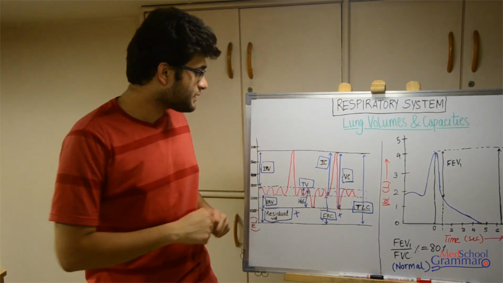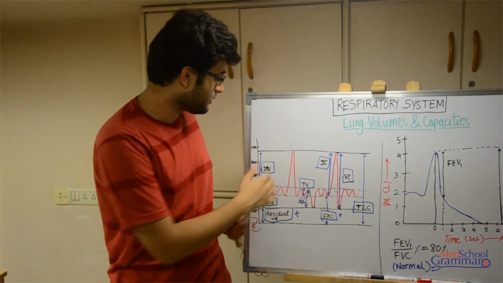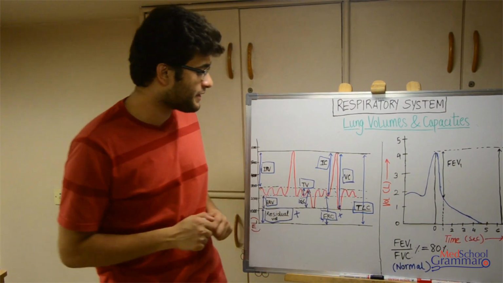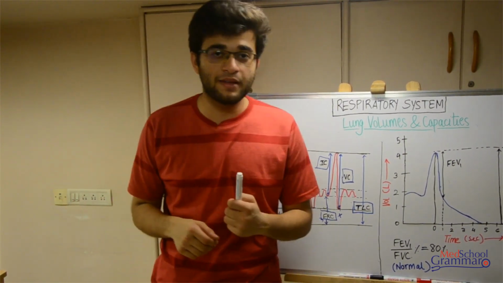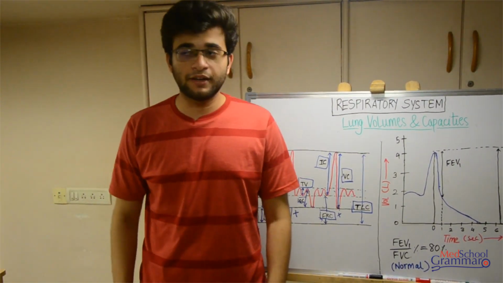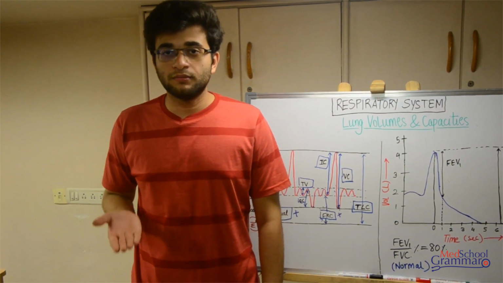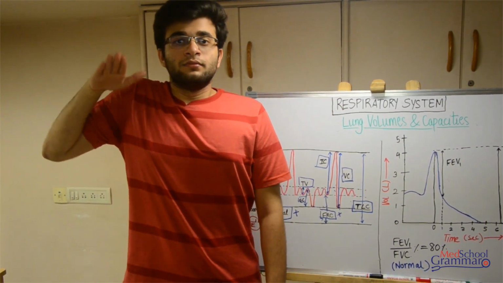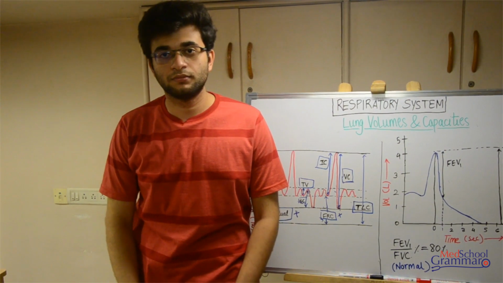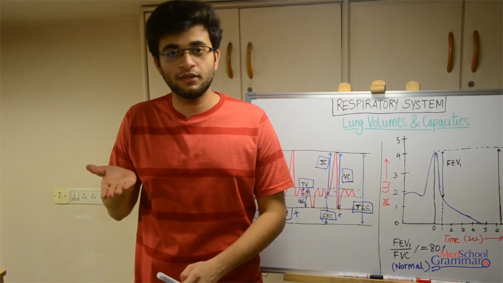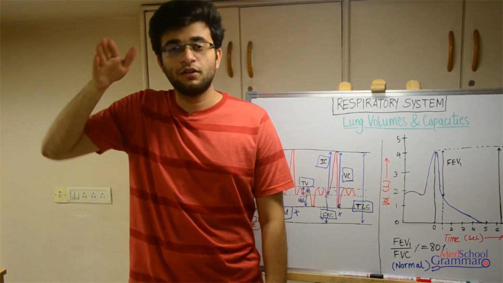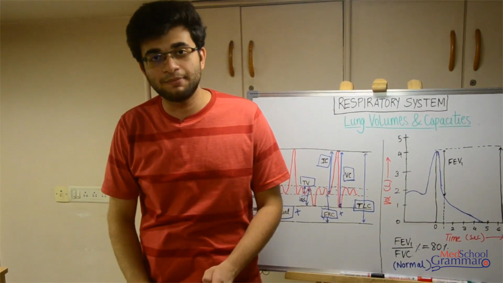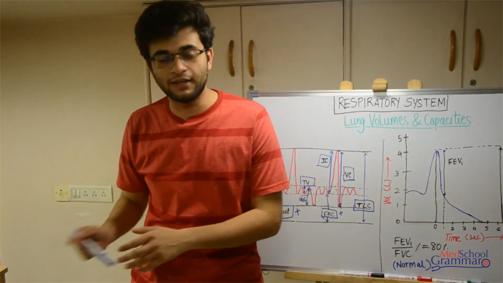Okay, so this covers majorly the vital capacity. So how do you demonstrate vital capacity? To demonstrate vital capacity, there has to be normal inspiration, maximal inspiration, normal expiration, maximal expiration. That is your vital capacity.